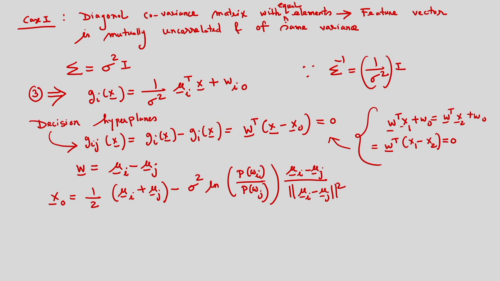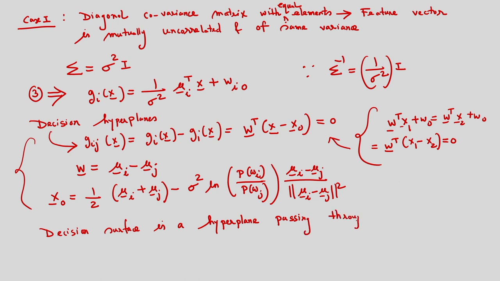These two equations are very important. One is I have determined the expression for the decision hyperplanes, that is g_ij, and another one is the x naught. So this decision surface is a hyperplane passing through the point. What is the point? The point is x naught. Passing through the point x naught.